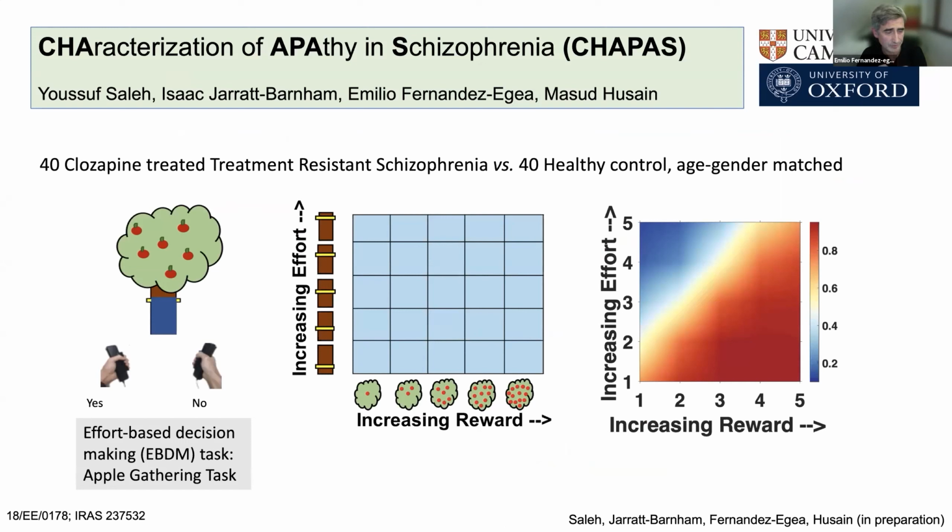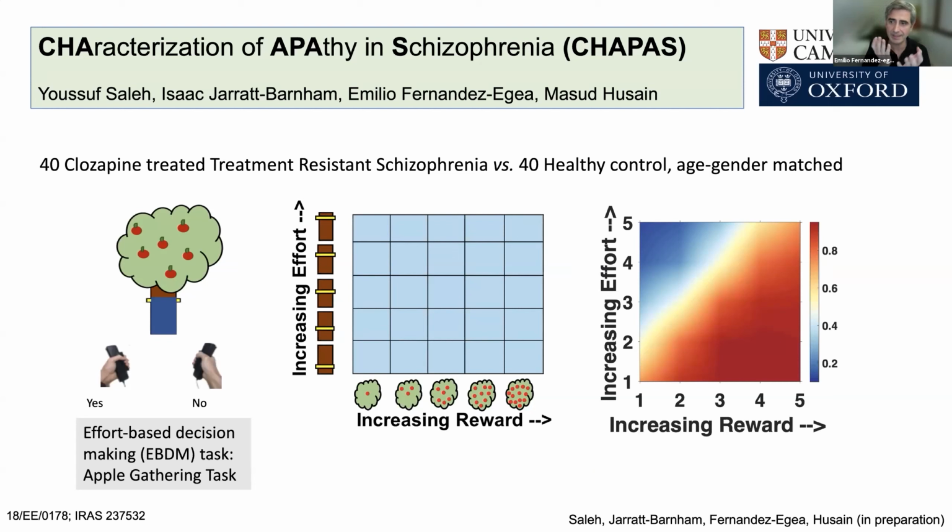We, along with Isaac Jarrett, recruited 40 people from the Clozapine clinic with treatment-resistant schizophrenia and 40 healthy controls. And we did this task, which is very interesting. It's the so-called apple gathering task that Professor Hussain has been using in a wide range of neurological conditions. It is a task in which people need to exert physical effort in order to gather some apples from a virtual tree.